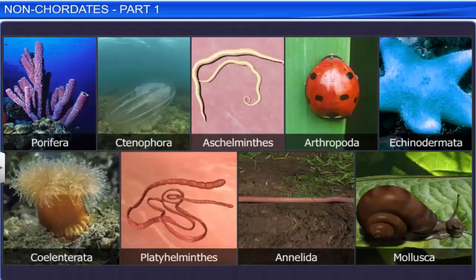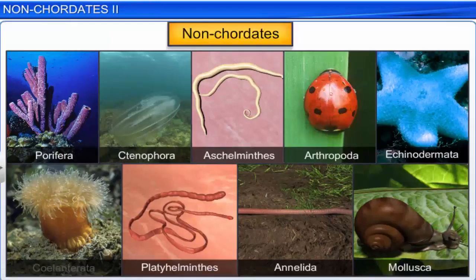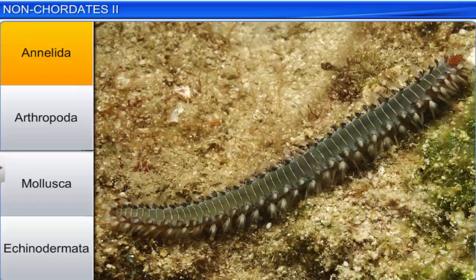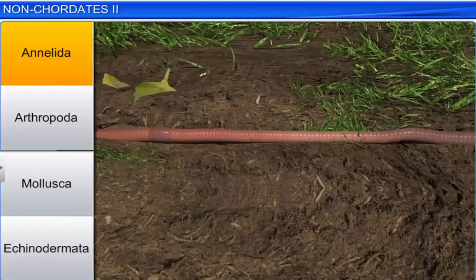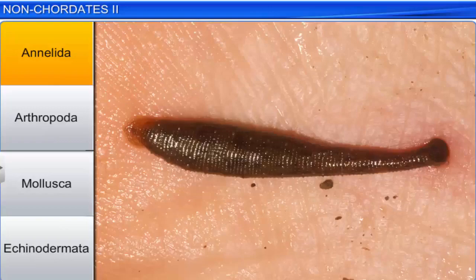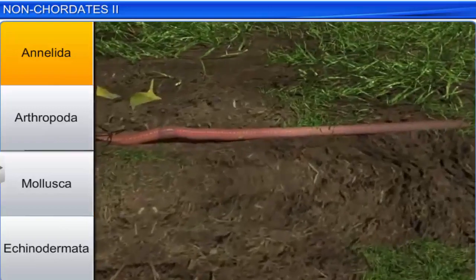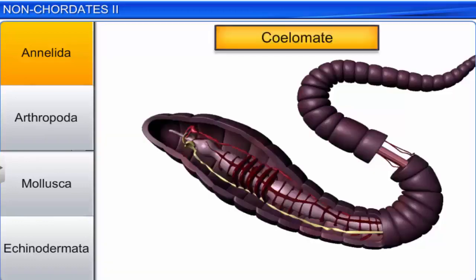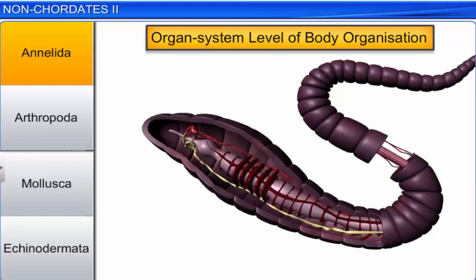We studied how non-chordates are classified into different phyla on the basis of certain morphological and anatomical features. Let's take a look at the important characteristic features of these phyla. Let's begin with phylum Annelida. The members of this phylum may be aquatic or terrestrial, free-living or sometimes parasitic. Annelids are triploblastic, bilaterally symmetrical, coelomate animals with an organ system level of body organization.